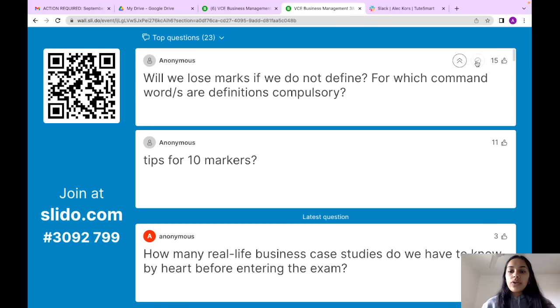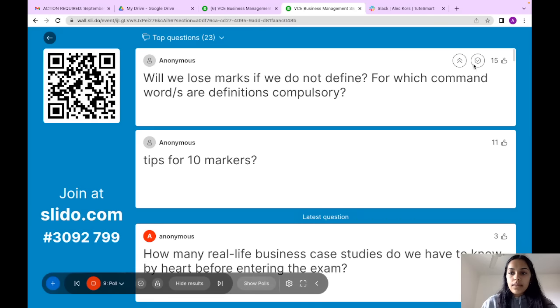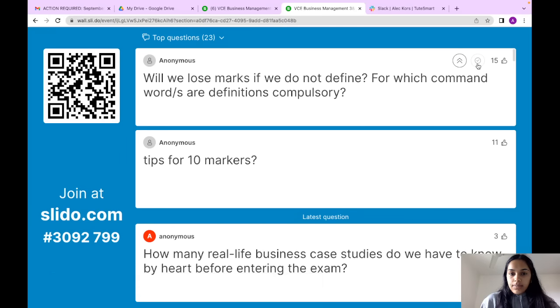But for your identify or outline questions, you don't need to include a definition there. And with discuss, compare, distinguish, since you're talking more about similarities, differences, and advantages and disadvantages, you don't need to include a definition.